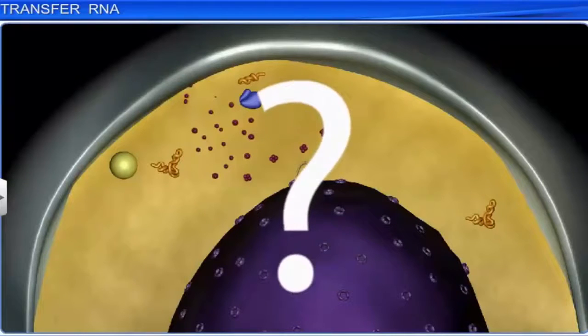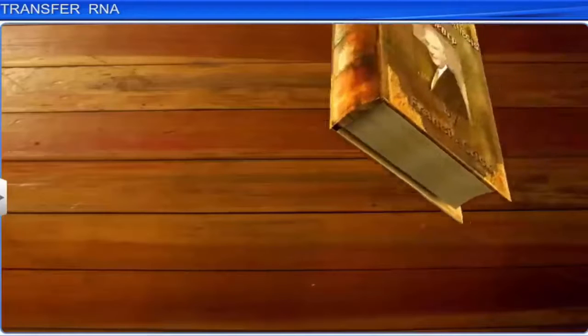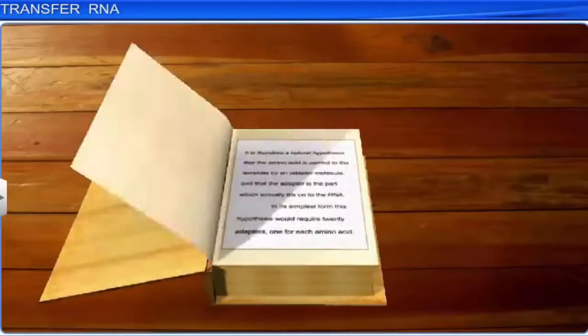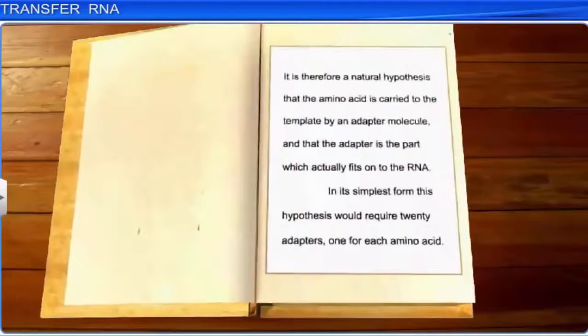The breakthrough came in 1955, when Francis Crick, who had earlier revealed the DNA structure and its properties, postulated the adapter hypothesis theory, in which he stated that it is therefore a natural hypothesis that the amino acid is carried to the template by an adapter molecule, and that the adapter is the part which actually fits onto the RNA. In its simplest form, this hypothesis would require 20 adapters, one for each amino acid.